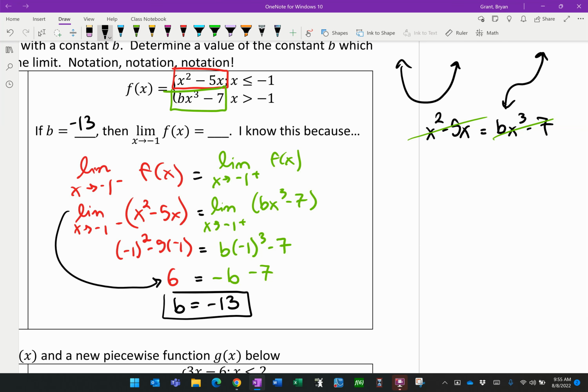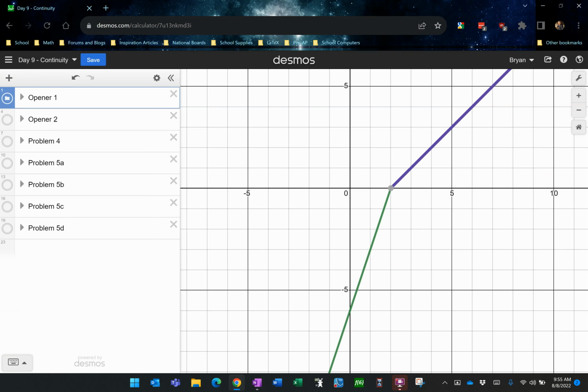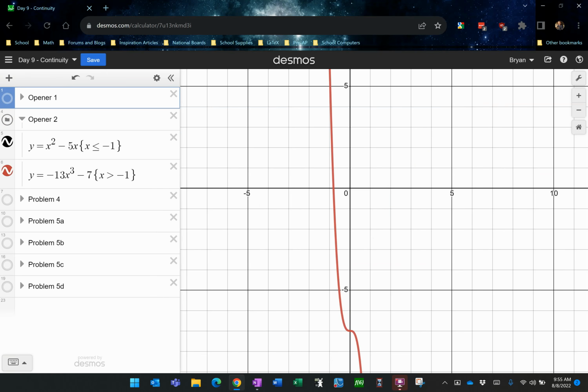This left-sided limit is 6. If b is -13, then that's going to have the same value. Can you see -13 is 13 minus 7 also gets you 6, so their value better be 6. And we'll double check the graph just to make sure that I haven't done this incorrectly here.